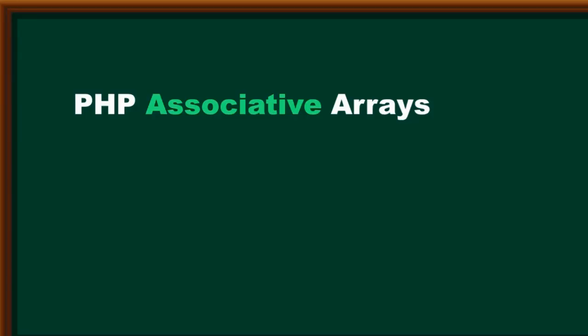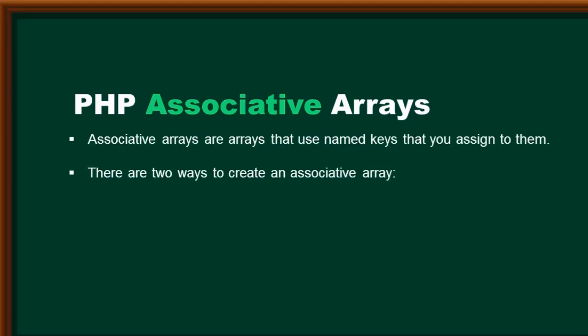In this lecture, I'll be explaining how associative arrays work in PHP. Associative arrays are arrays that use named keys that you assign to the arrays. And there are two ways you can create an associative array. The first is like this, almost like an automatic process.